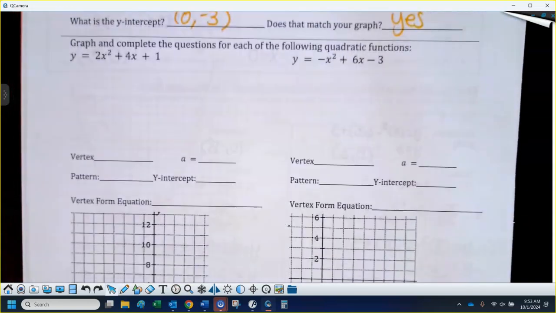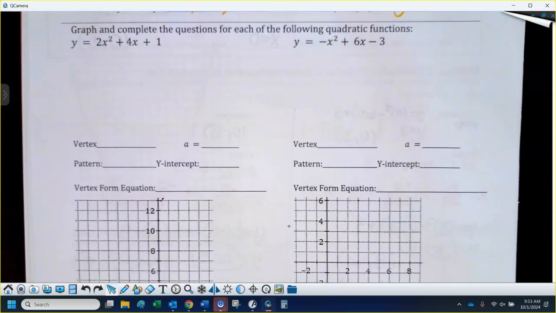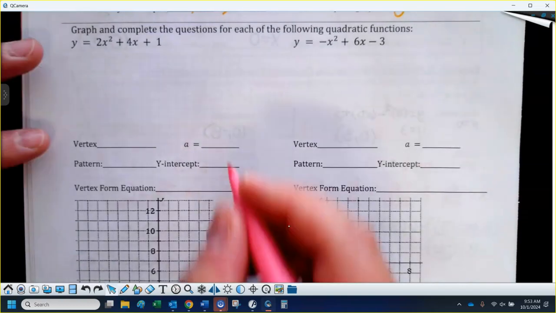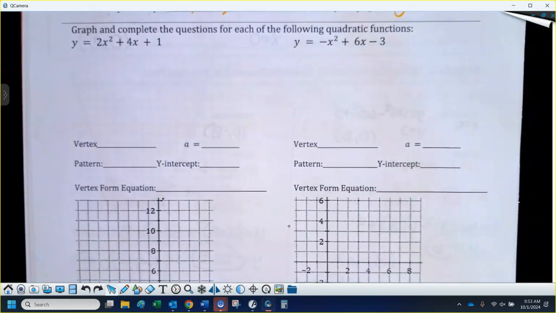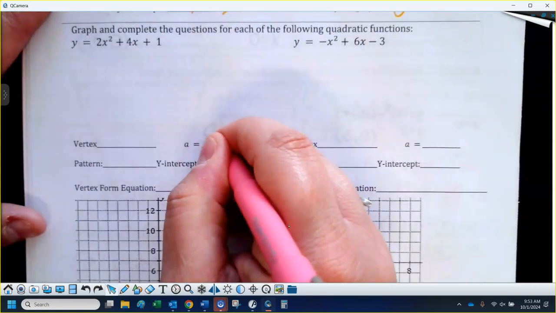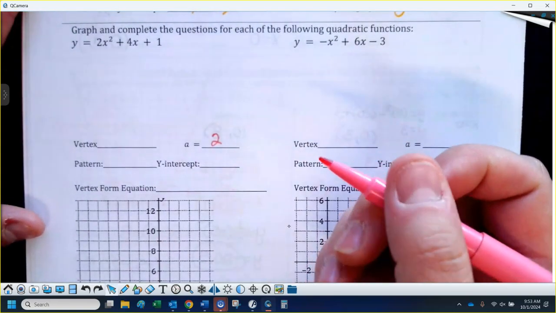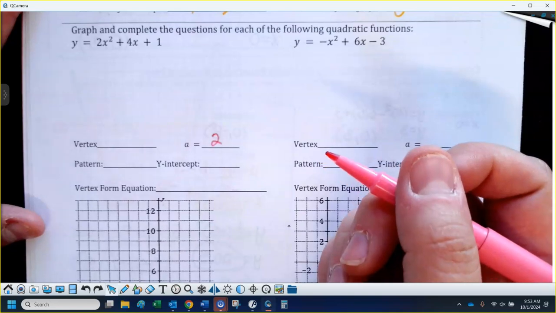Okay, I'm just going to try a couple more with you guys here at the bottom. So really, you just need the vertex. You need the A value, and that way you can figure out what your pattern will be. And I'm just going to ask you on these questions to try and write it in vertex form as well, just to practice that. So what is my A value if I've got 2x squared plus 4x plus 1? 2. All right.